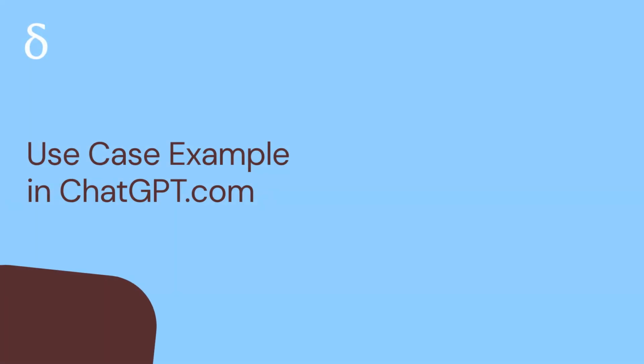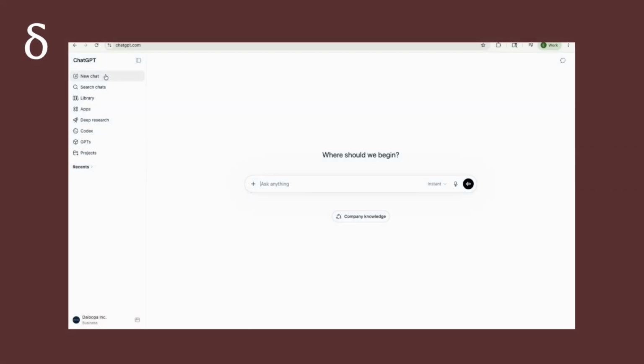We will now go through how to use Daloopa within ChatGPT.com. When you begin, each new conversation should start with you adding Daloopa to the chat. To do this, click the plus sign at the left of the prompt area. Hover over More and select Daloopa. This has now added the Daloopa MCP to your conversation.